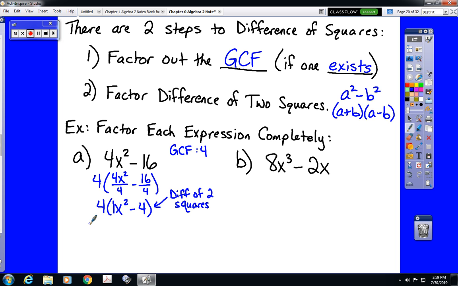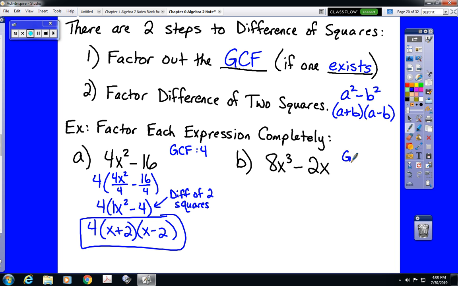So, you ask yourself, what is the square root of 1x squared? That would be 1x plus or minus the square root of 4, which is 2. Again, this should be a review, so we shouldn't really need to spend a ton of time explaining the process.